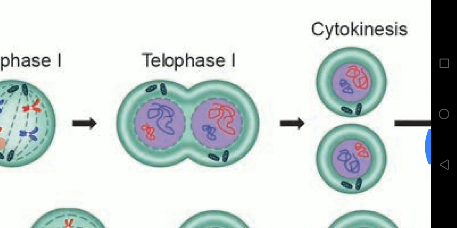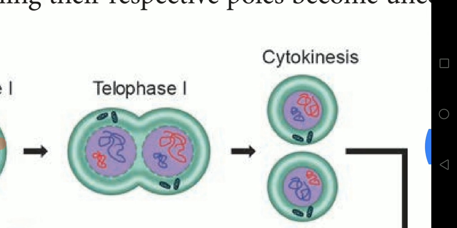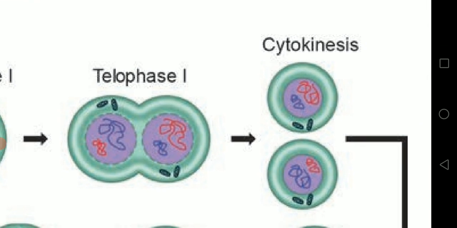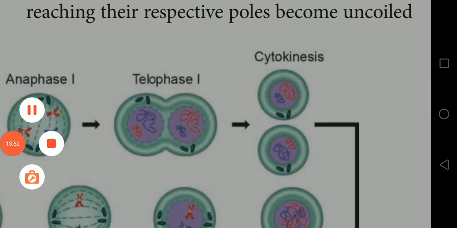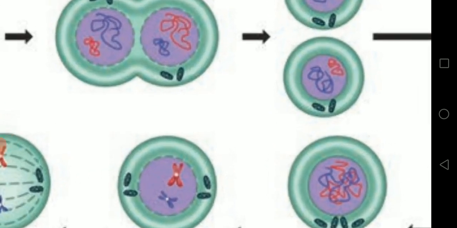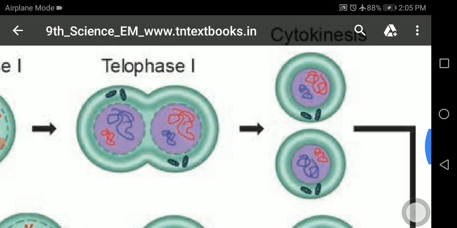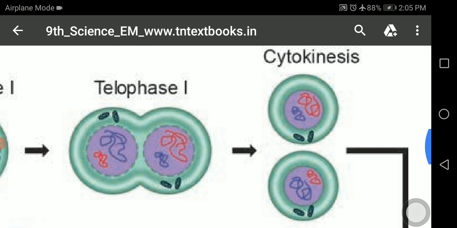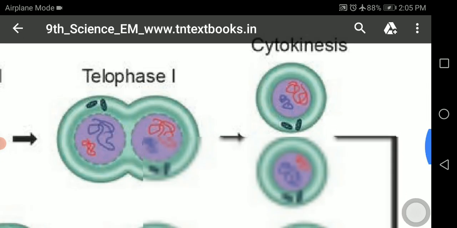Then the next stage of meiosis 1 is cytokinesis. Here, the cytoplasmic division occurs and two haploid cells are formed. This is cytokinesis. You can see two haploid cells are formed. Telophase is followed by cytokinesis. Here, two haploid cells are formed.